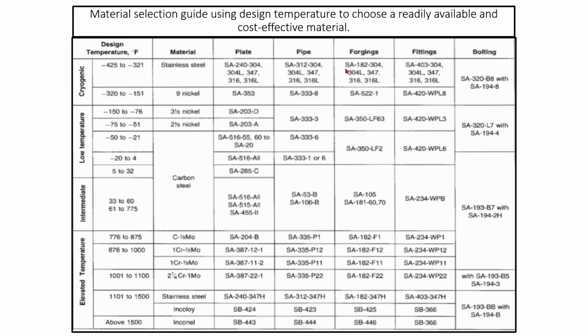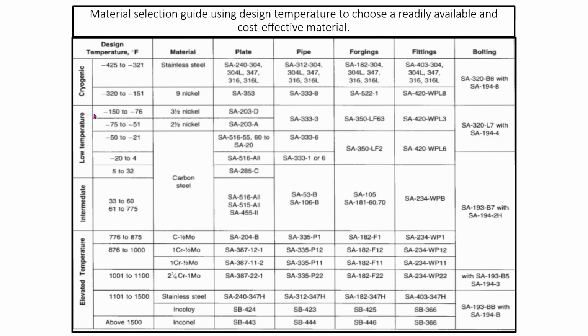Similarly, for forging, the grade will be SA 182. The material will again be the same, that is 304, 304L, 347, like this, depending upon the temperature range, minus temperature range. For fittings, we have to mention SA 403. These are different materials applicable to different temperatures, different corrosion resistance, and depending upon the properties of the fluids. Then bolting SA 320, and then B8, SA 320, SA 304.